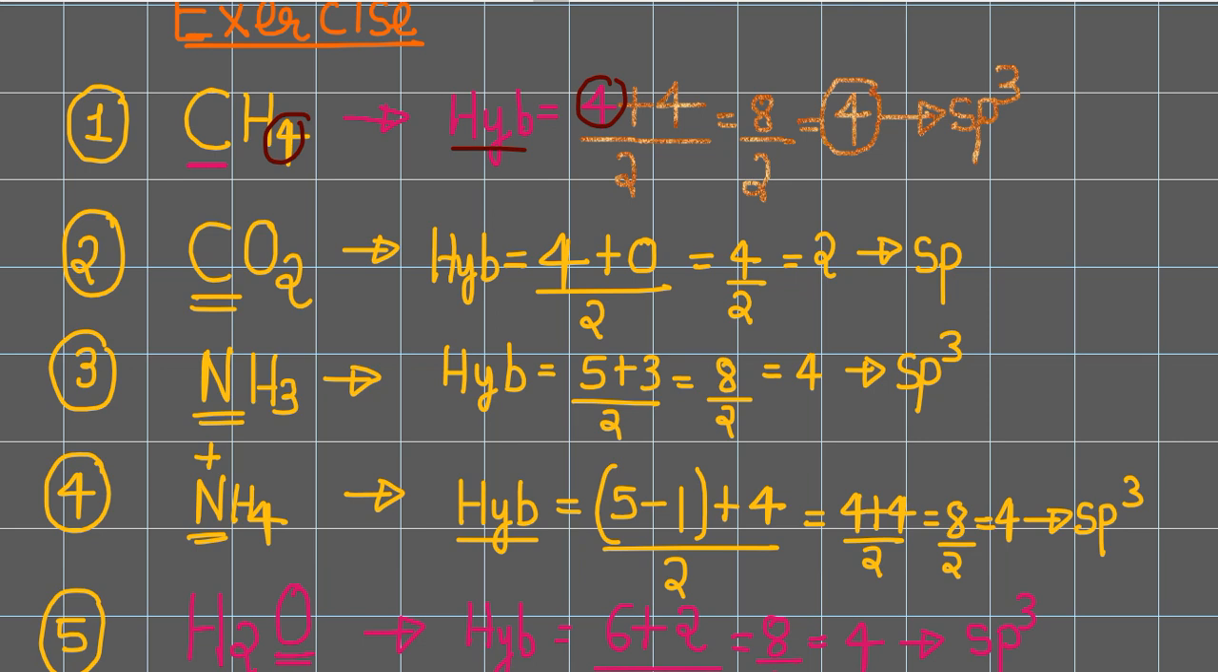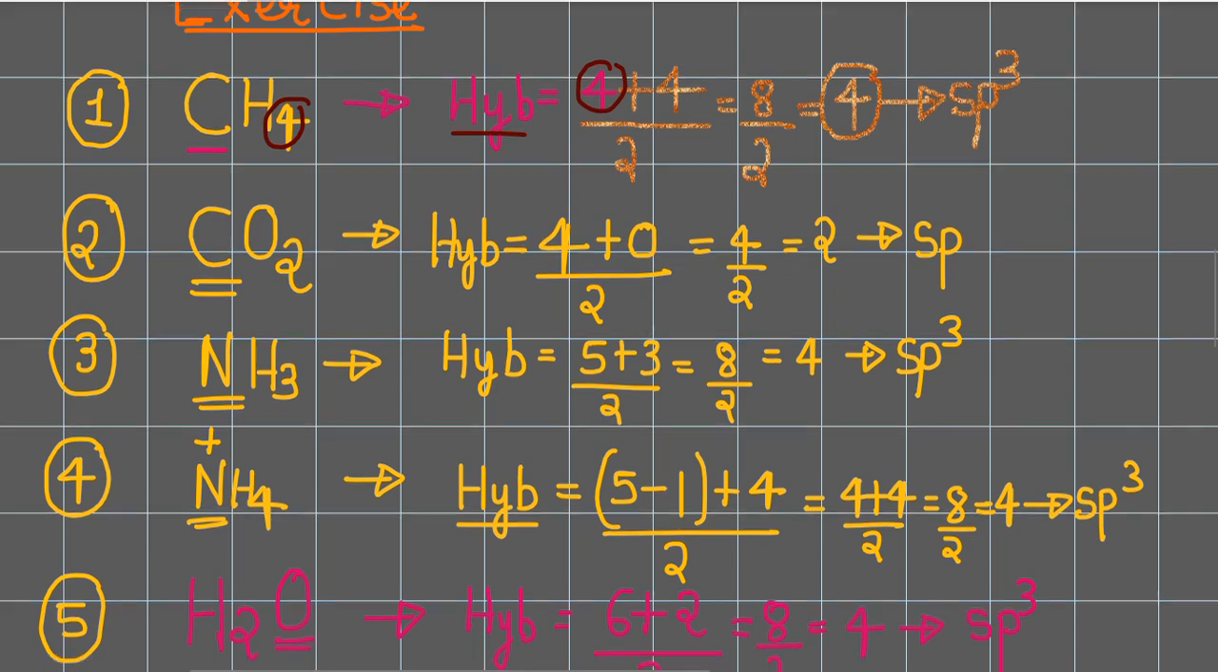If an electron goes out of the species, then a positive charge appears. Because an electron carries negative charge, if one electron leaves, a positive charge appears on that species. So 5 minus 1: the valence shell electrons in nitrogen is 5, and 1 less than 5 is 4. 5 minus 1 is 4. 4 plus 4 by 2, 4 plus 4 is 8, 8 by 2 is 4. Then it is sp3 hybridization.